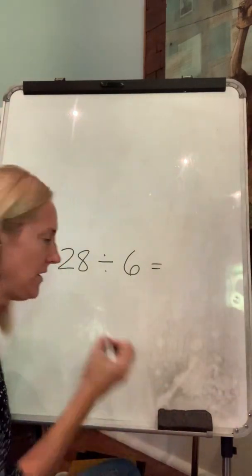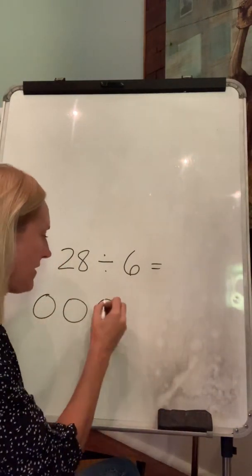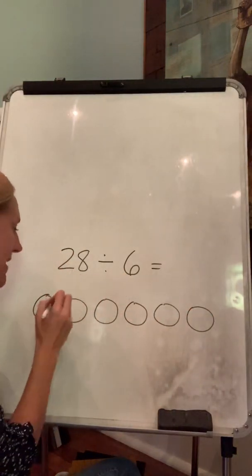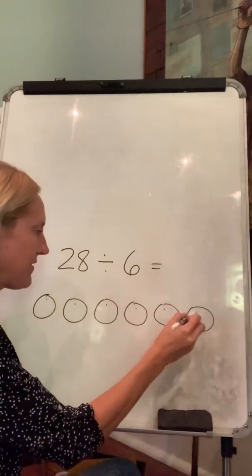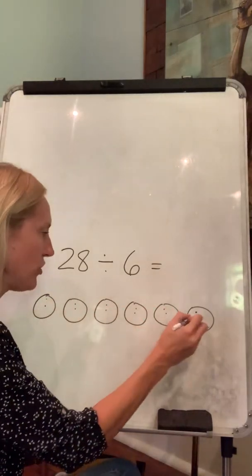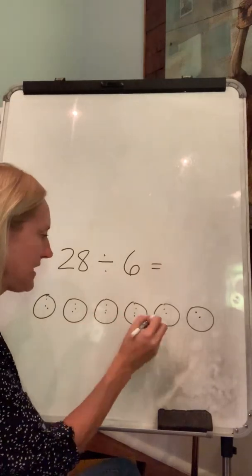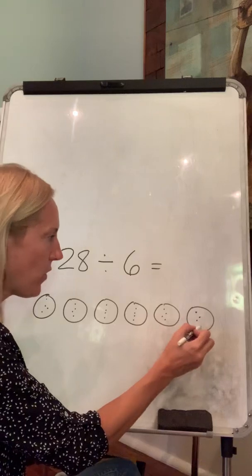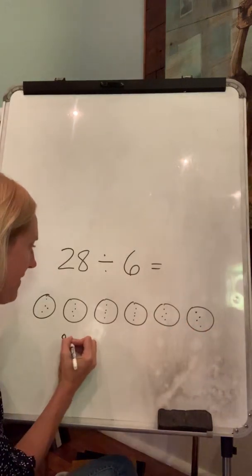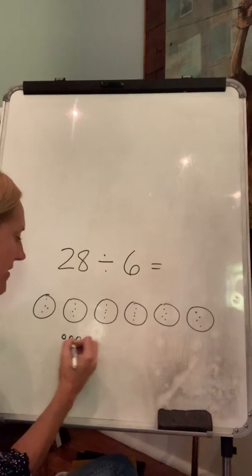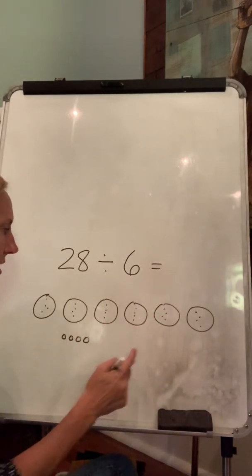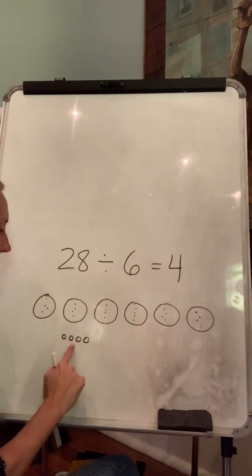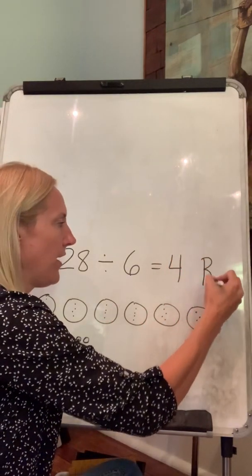Well, I've got 6 people. 1, 2, 3, 4, 5, 6. And I might have to figure this out. Let's see, I've got 28 apples. 1, 2, 3, up to 24, 25, 26, 27, 28. I don't have enough to give everybody another apple. So everybody got 4, and there's a remainder, 1, 2, 3, 4, left over of 4.